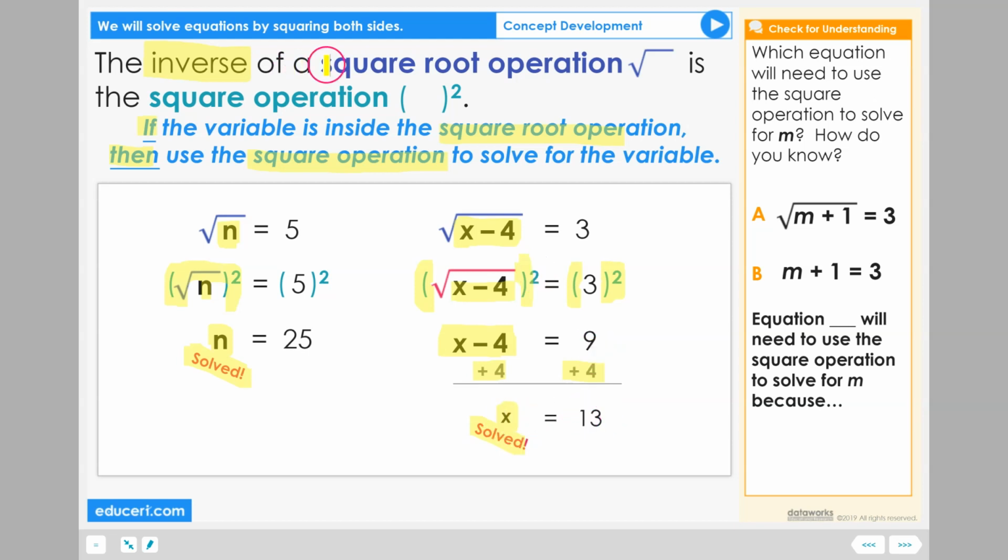But the big idea here is that when we see an equation with a square root operation, we know that we have a way to get the information out of the square root by using the inverse, and that is the square operation. If the variable is inside the square root, then we use the square operation to solve for the variable, but it's more like we use the square operation to free everything inside of the square root so that we can then start to solve for the variable.